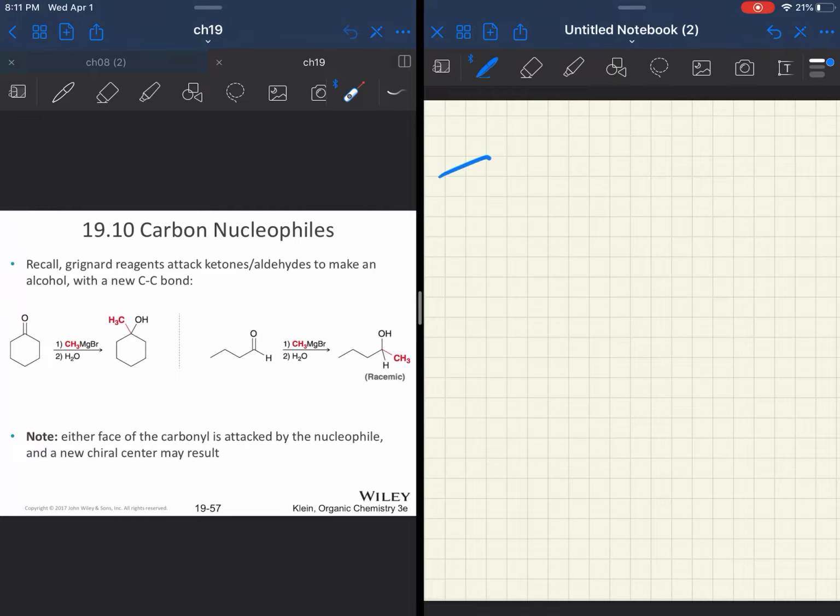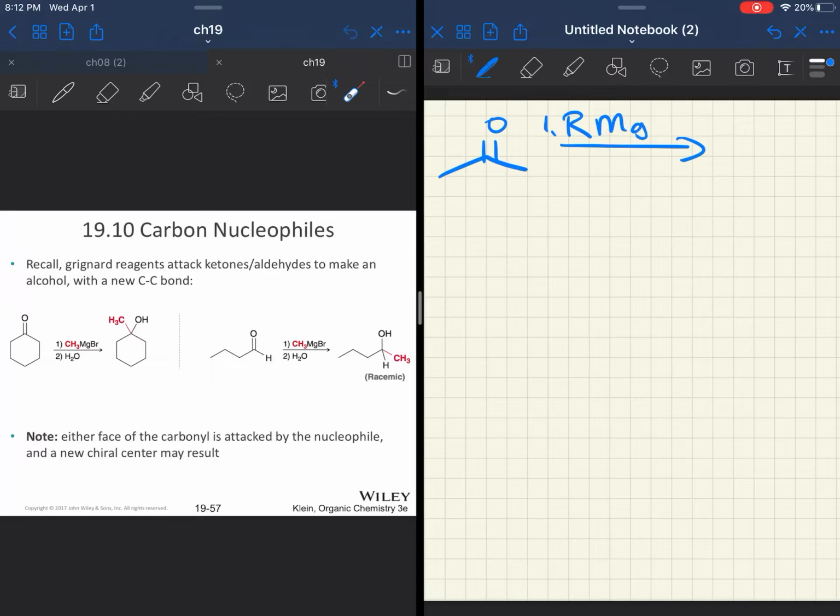Okay, guys, let's jump back into 19. We're going to be focusing on that carbon nucleophile. I will start off with my acetone, but this works for any ketone or aldehyde that you're going to come across. And our first reaction should look really familiar to you. We are dealing with a Grignard.